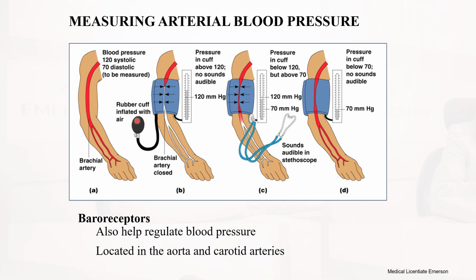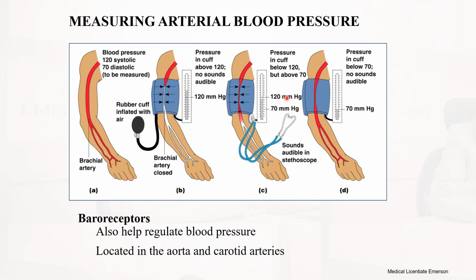When using this one, you wrap the rubber cuff on the patient and inflate with air. As you are inflating with air, you reach somewhere around 120, and the pressure in the cuff is above 120, so of course there are no sounds audible. If you go below it, then you put the stethoscope. If there are sounds audible in the stethoscope, then you have marked your 120.